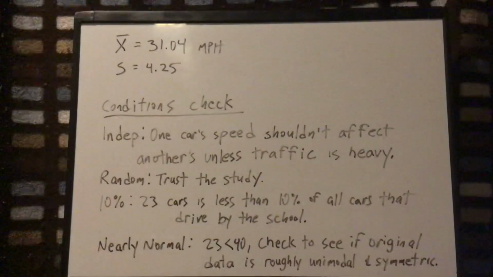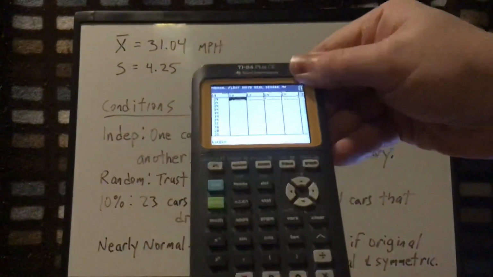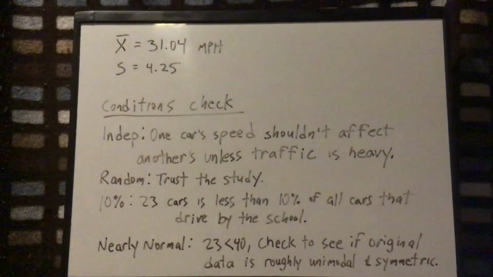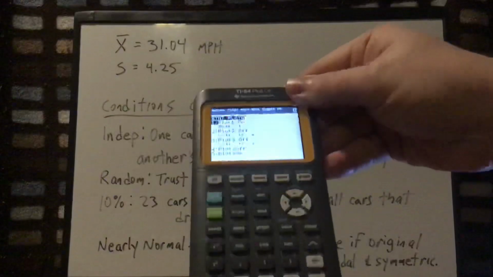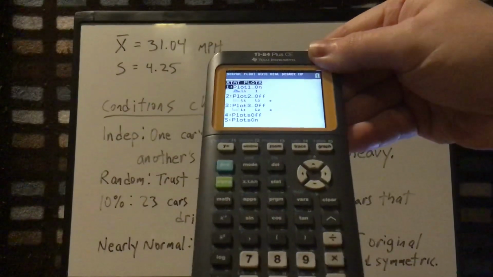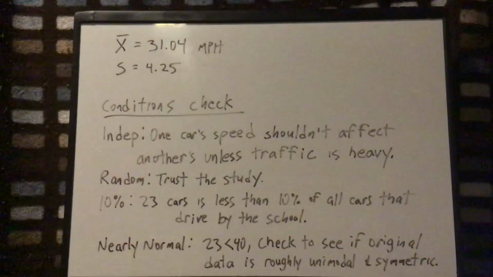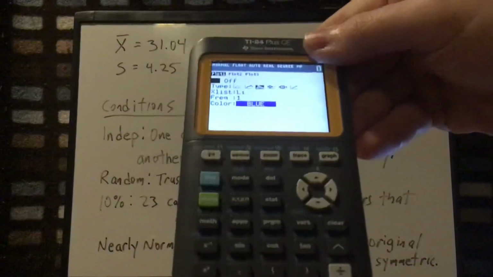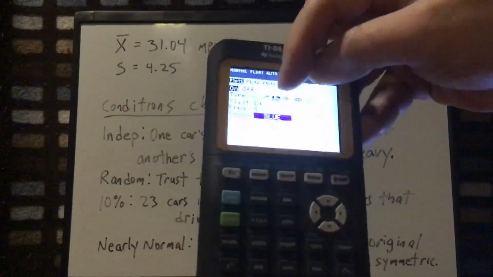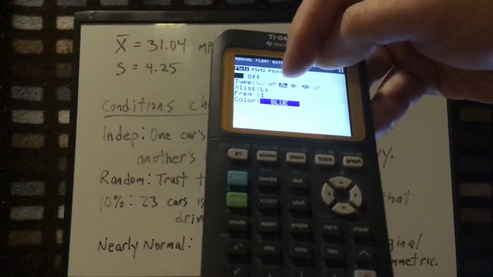I'm going to use the calculator to make a histogram of it. So I entered the data into the list. I entered in all the data, so all 23 data points are in list 1. You can go to stat plot. I turned my stat plot on, and within there you can make a histogram. Under where it says type, notice I highlighted the third option. That option is to make a histogram.